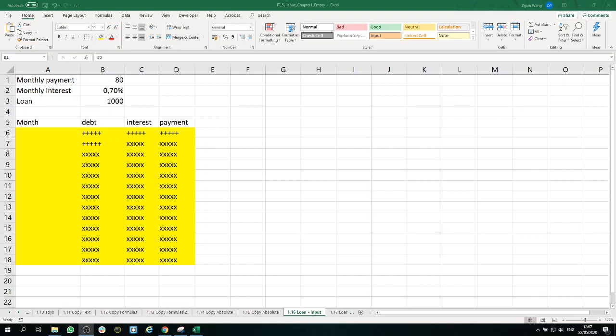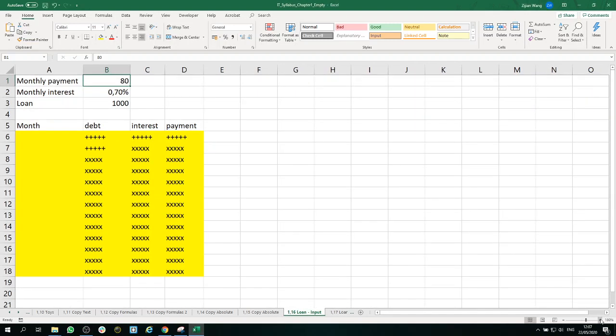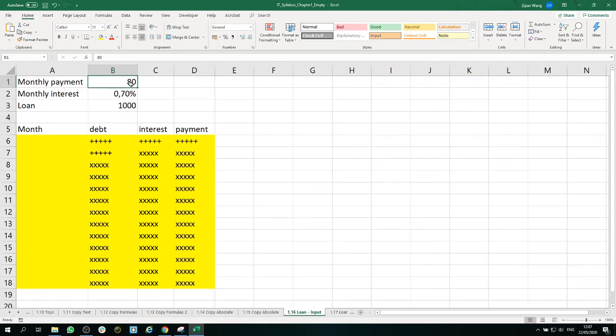So, first, we see here we have three numbers: monthly payment, monthly interest, and loan. So, we have monthly payment is 80. We don't know the currency, but probably not relevant. And the monthly interest is 0.7%, and the loan is 1000. So I assume we need to pay 80 per month and also pay the interest of 0.7% each month until we finish paying the whole amount.